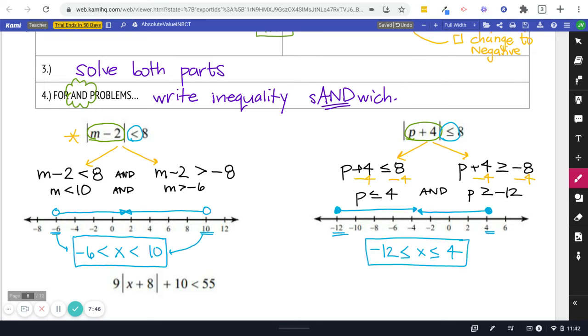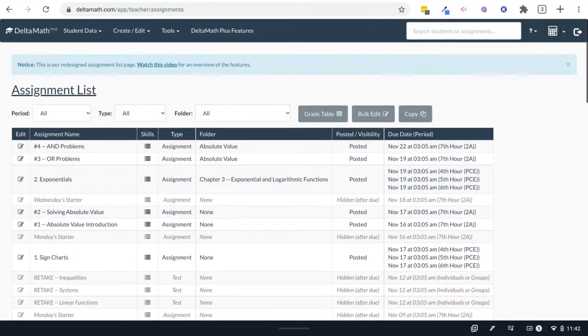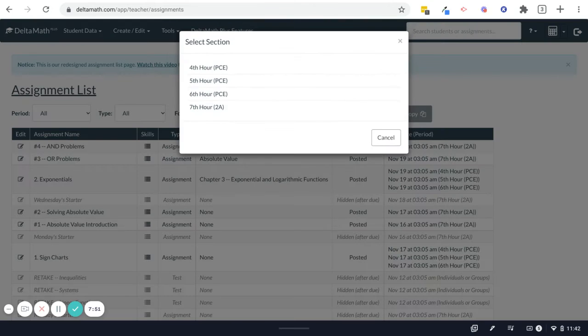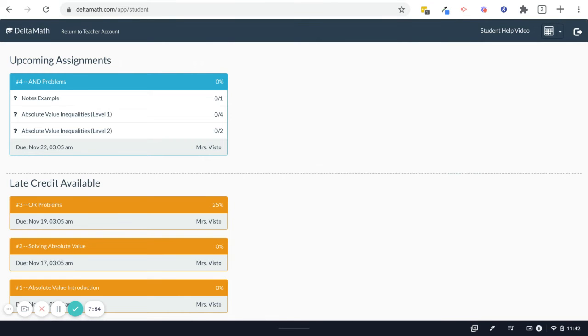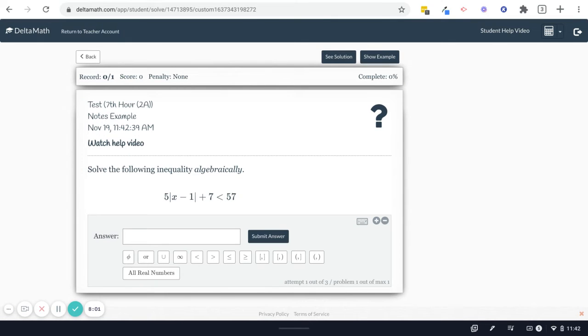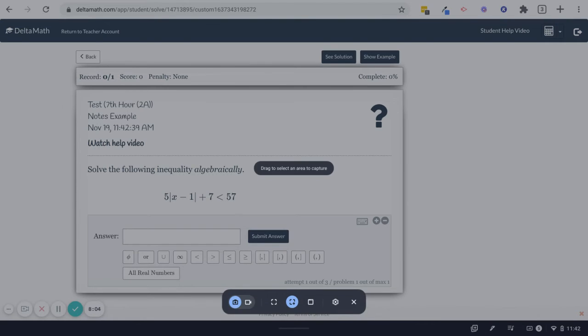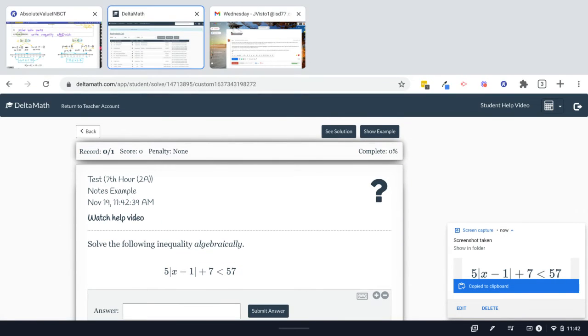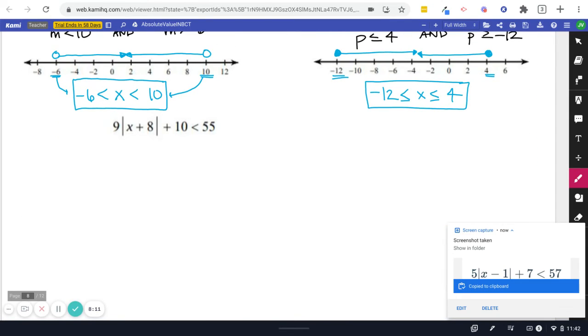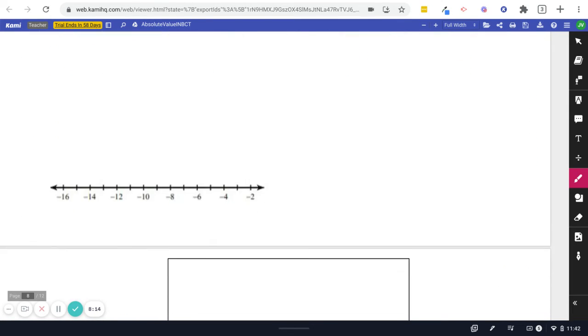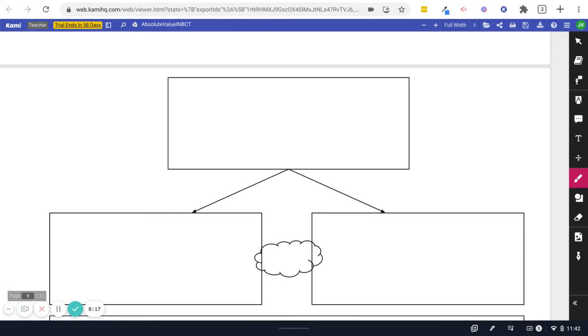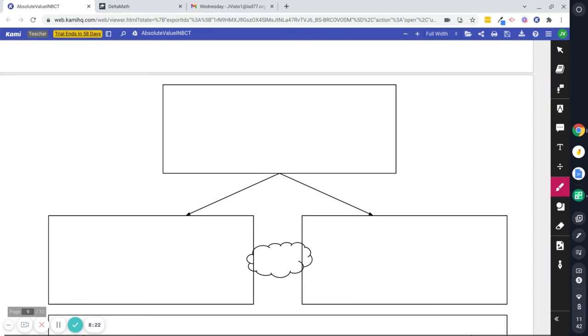Okay. Now, let's do this. Here's your Delta Math, 7th hour. Notice how it says notes example? And then you already know it says some problems that you're going to get to do. But I'm going to click on this notes example, and I am going to grab this question. And I'm going to come back in here, and we're going to do this question. So I'm skipping this 9-1, and I'm now on next page. So this inequality here, let me get this pasted in here.